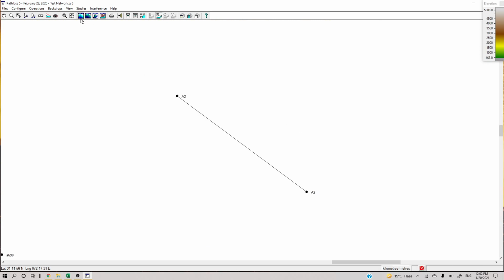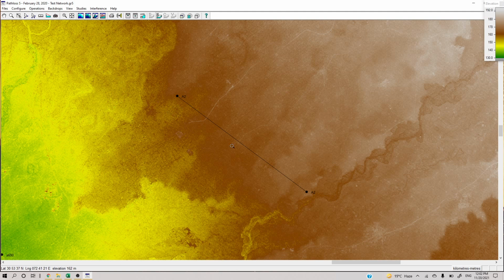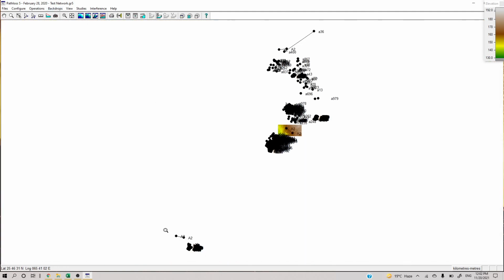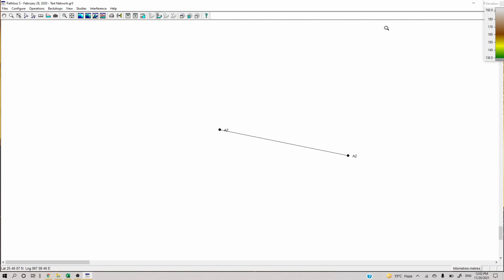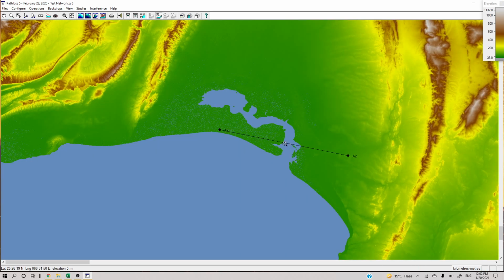The other scenario I have is this link. If you see this link, this is a kind of plain area. The height is not too much and both sides are almost at the same height. And the third link is crossing the sea. So if you see this link, this is crossing a small sea area.